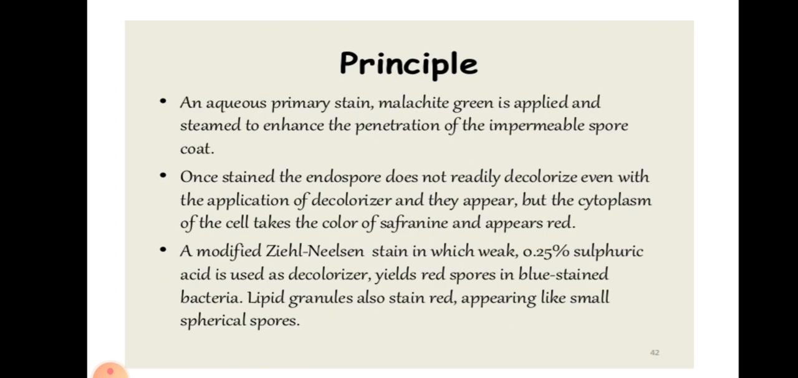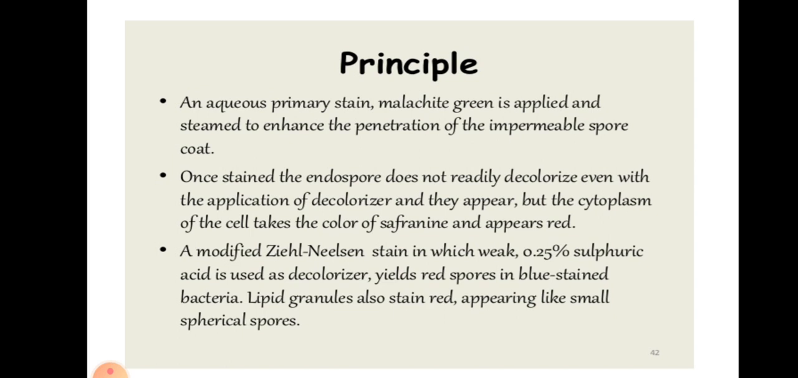Here an aqueous primary stain called malachite green is applied and steamed to enhance the penetration of the impermeable spore coat. Once stained, the endospores do not readily decolorize even with the application of decolorizer, and they appear green, but the cytoplasm of the cell takes the color of safranin and appears red in color.